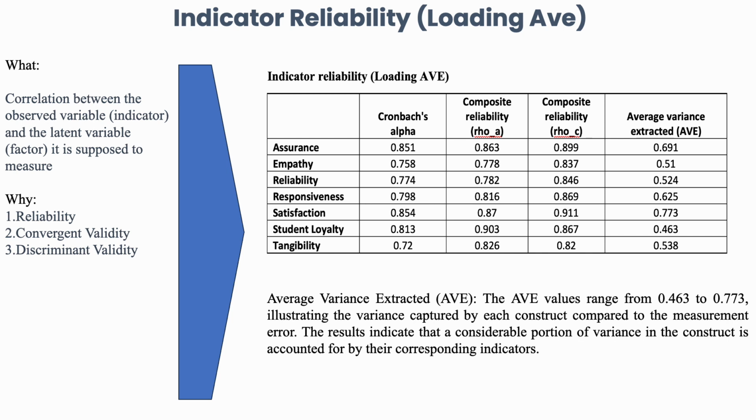Second, average variance extracted, or AVE. The AVE value ranges between 0.463 to 0.773. This illustrates the variance captured by each construct compared to the measurement error. The result indicates that a considerable portion of variance in the construct is accounted for by their corresponding indicators. Third, high Cronbach alpha coefficient. The high Cronbach alpha coefficient ranging from 0.720 to 0.854 suggests robust internal consistency within the construct, thereby supporting the overall reliability of the construct.